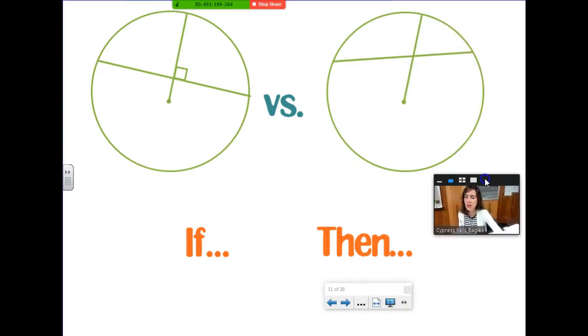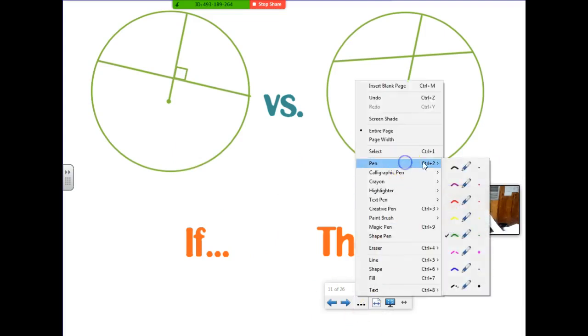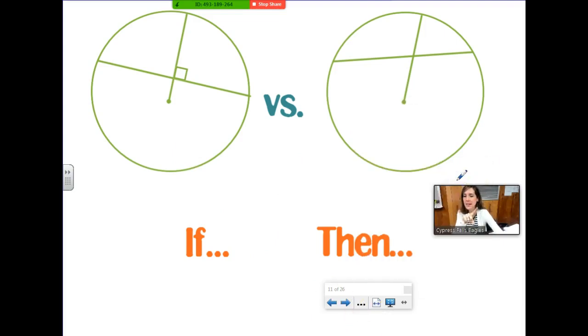All right, so take a look at my 2 pictures. In one of them, the hypothesis of the theorem is happening, and in the other one, the hypothesis of the theorem is not happening. So we need to figure out what the conclusion is going to be. What is the if? What are we assuming, guys? If it's parallel to the diameter. Ooh, pick a different word. If the radius. Perpendicular. If the radius is perpendicular to a chord. Yes!